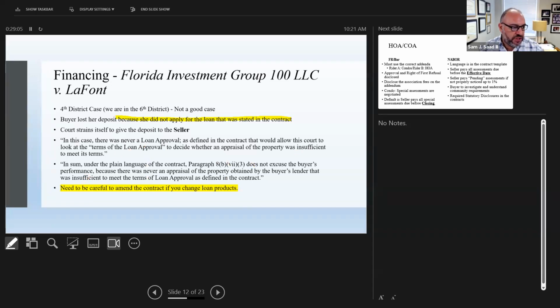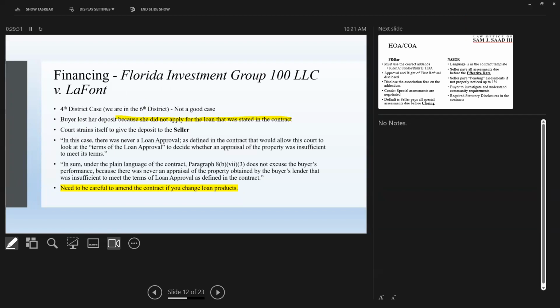We have a couple of questions in the chat. Cash contingency, if the buyer is even thinking of getting financing, the NABOR contract will be better. I would say that's probably correct, Maria. If the buyer is getting financing, but they're not 100% certain as to what kind of financing, especially given the LaFont case, I would use the NABOR.